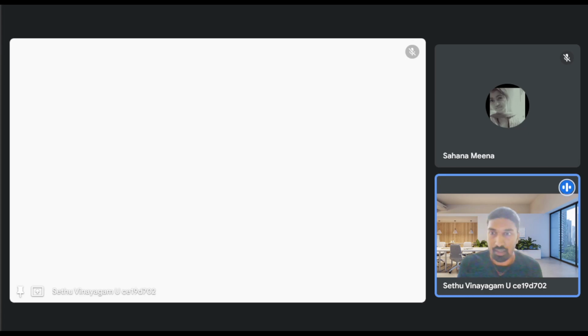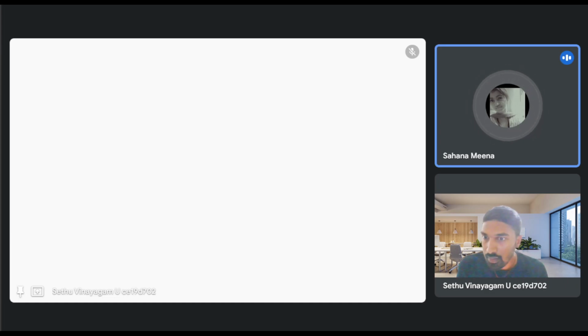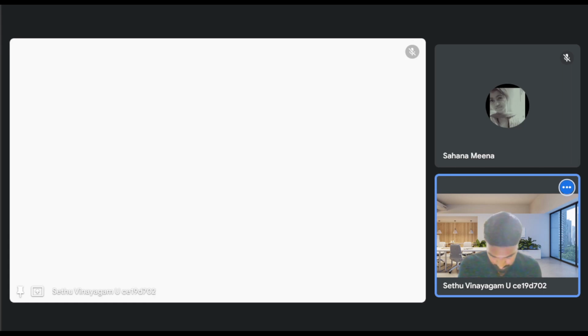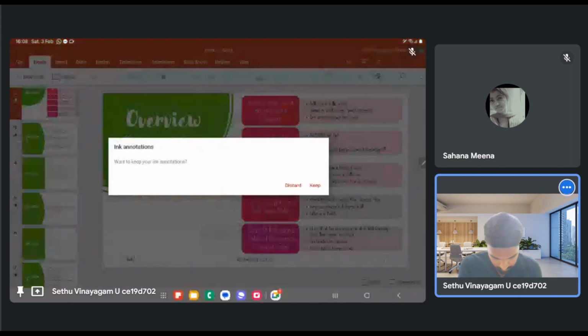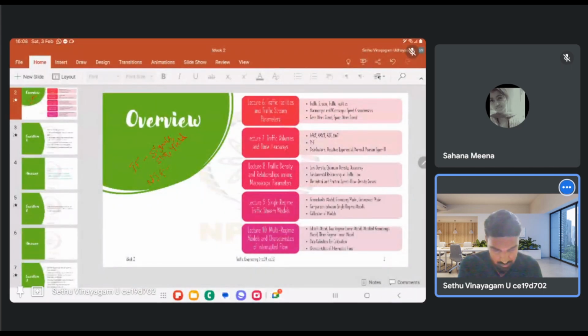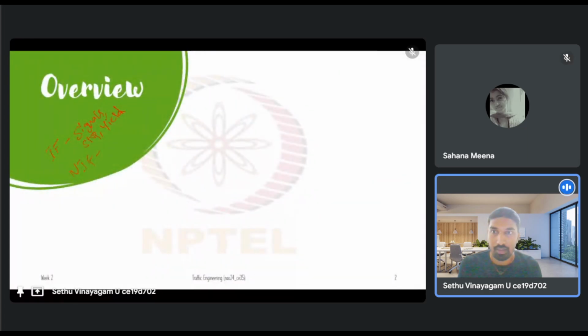Can someone confirm if you are able to see the screen? Yeah, sir, but now it is currently a blank screen. Okay, but I could see the screen before. Now only it is blank. Okay, let me just reshare. Yeah, is it visible now?